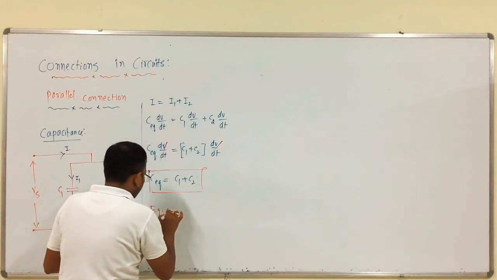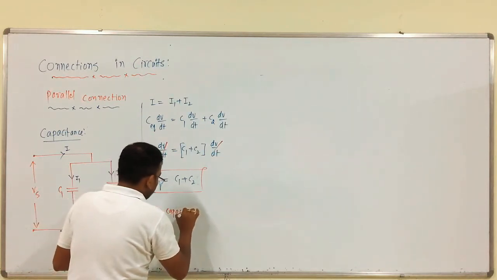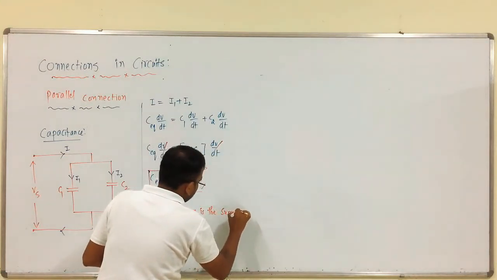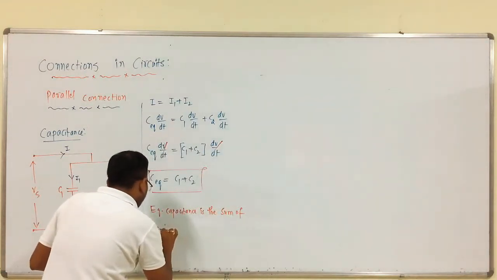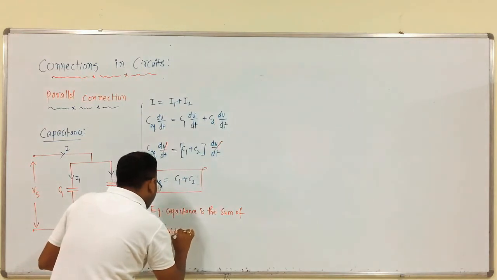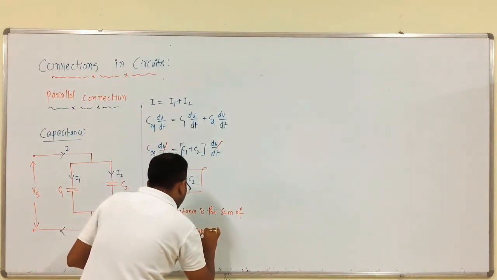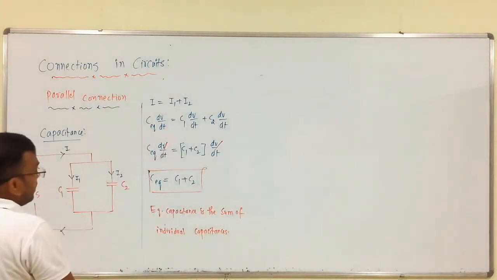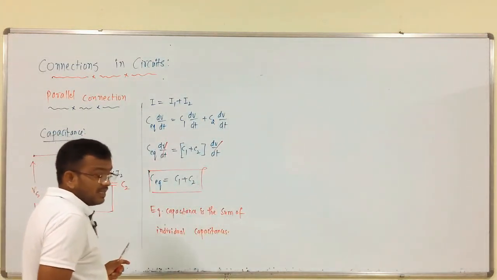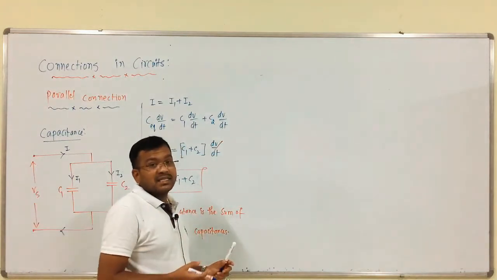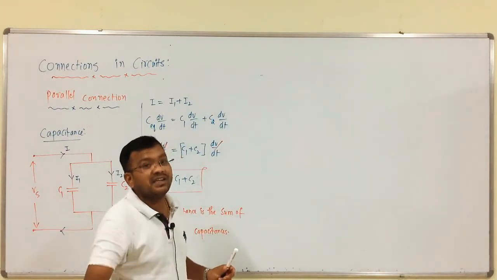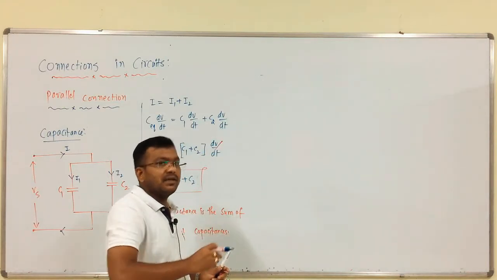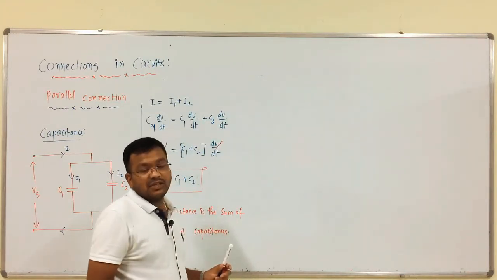Equivalent capacitance is the sum of individual capacitances, right. This is the difference. Only for capacitance calculations are we going to get different results. For resistance and inductance we are going to get the same results, but for capacitance calculations we are going to get different ones.